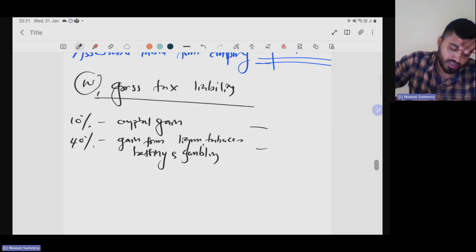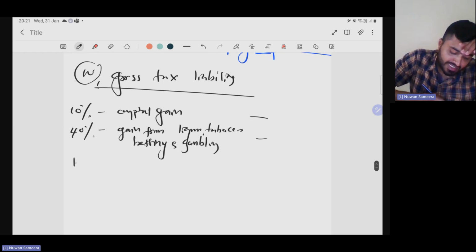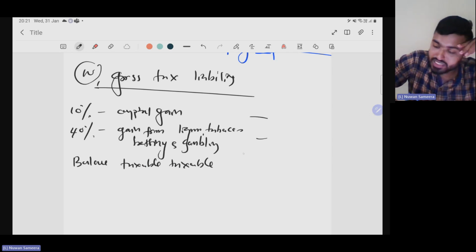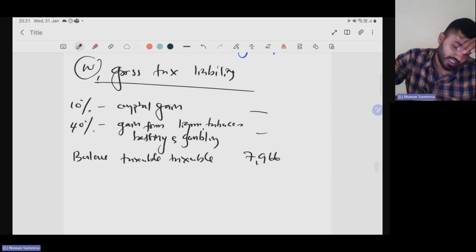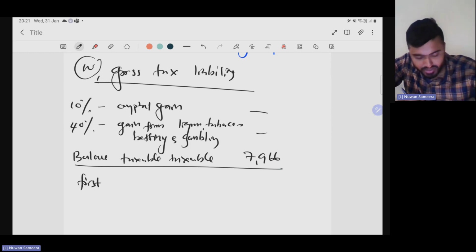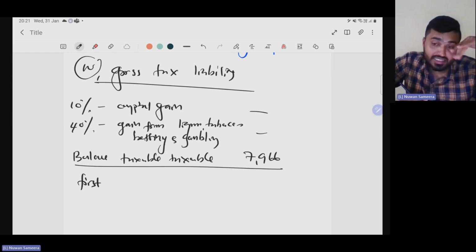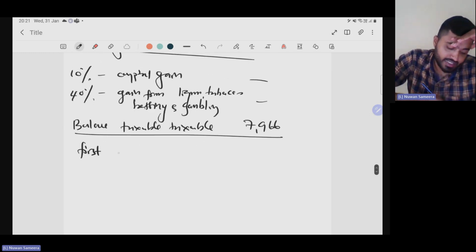So in this case, no. Then that is what the balance taxable income. So the balance taxable income is the whole income in this case, 9,966. So this balance taxable income, this is the way. Earlier it was first 3 million, next 3 million, likewise. But now there are no such conditions.